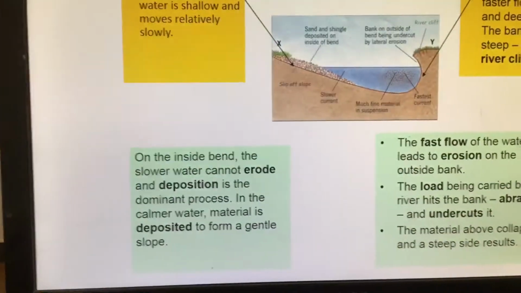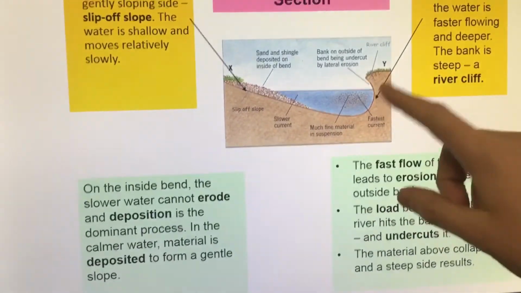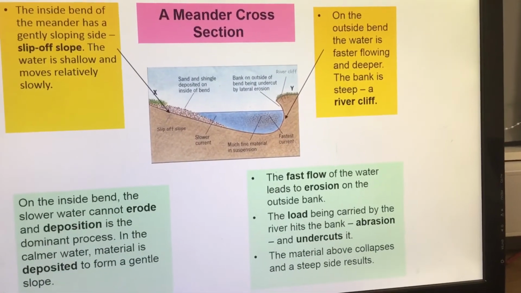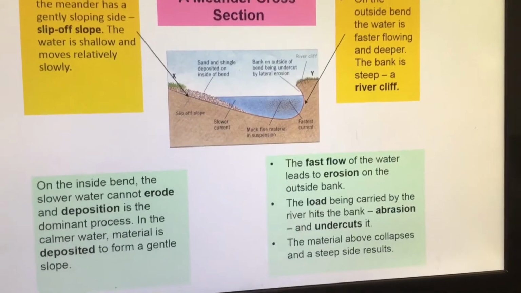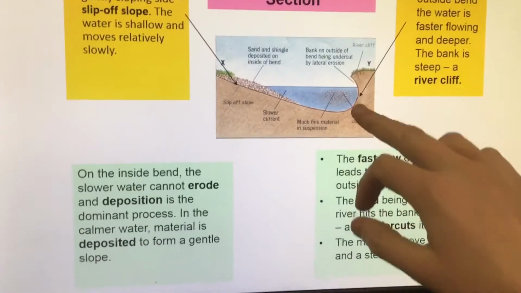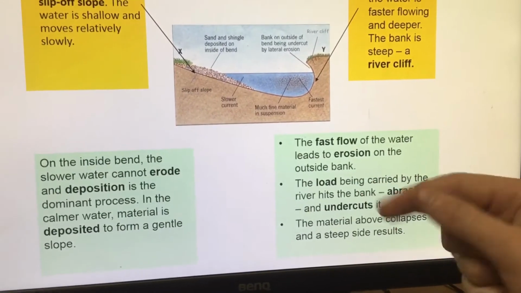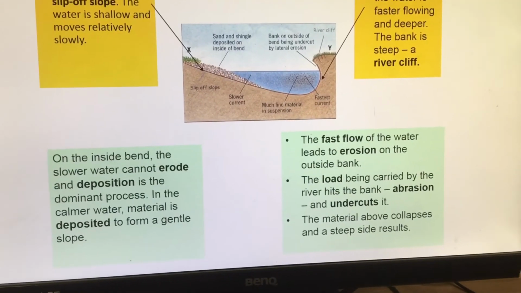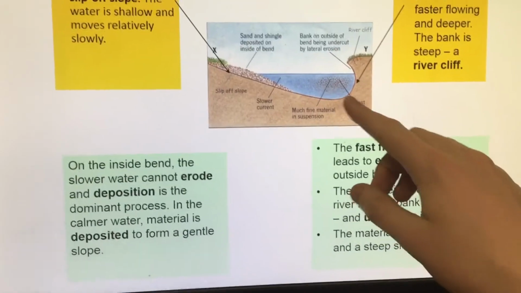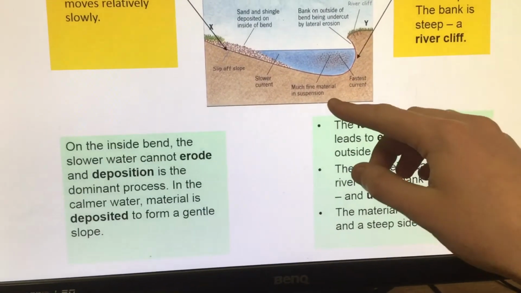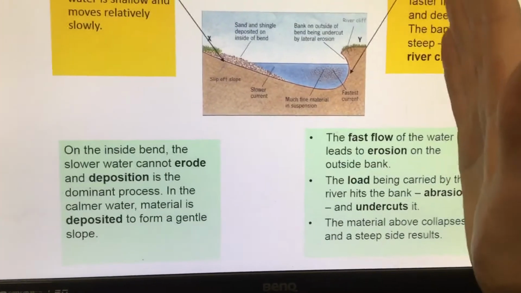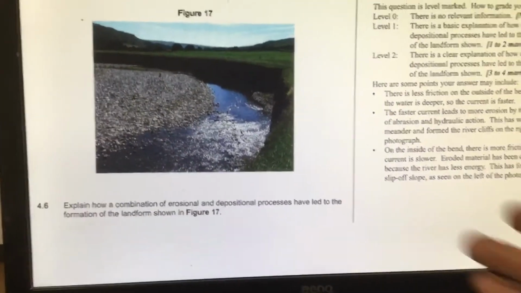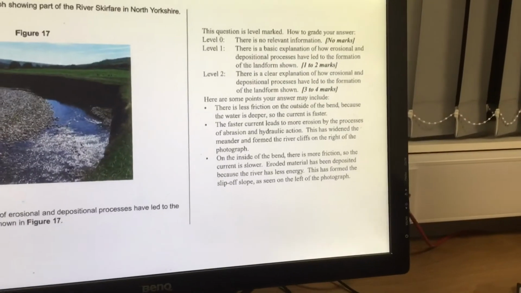However, on the outside bend of a meander, the water's flowing faster because it's deeper and therefore there's less friction. And this creates a river cliff here because the fastest flow of water leads to erosion in terms of hydraulic action and abrasion. The abrasion might even undercut the bank, which might cause it to collapse, and therefore that's why it's a lot deeper and there's a really steep side, making the river cliff. And that's what leads to this landform shown here.